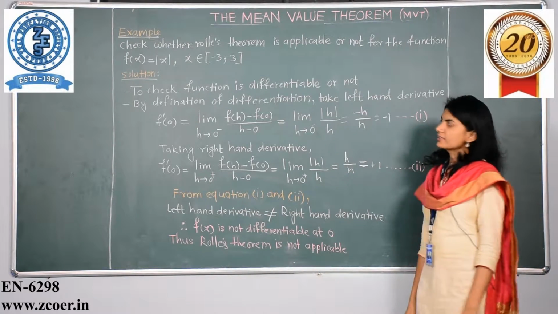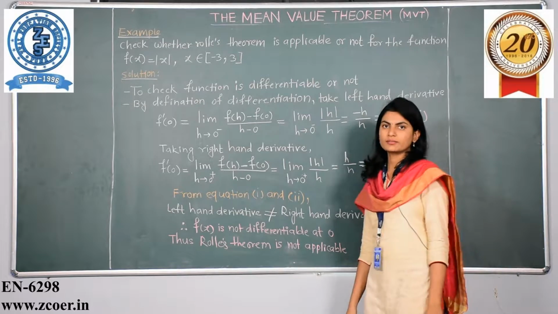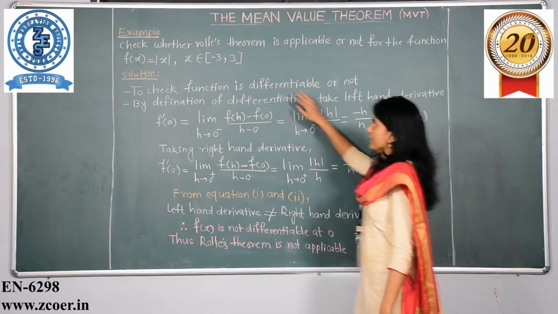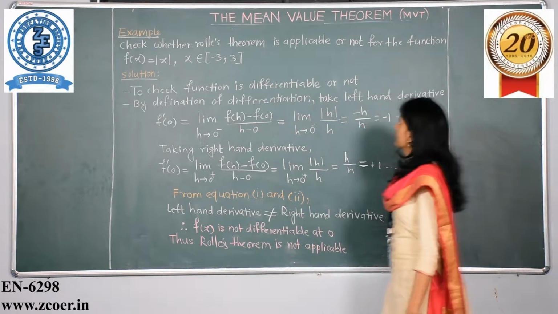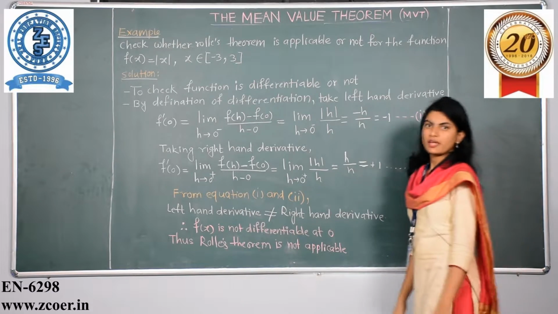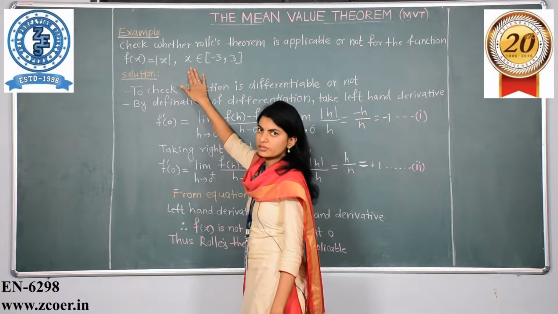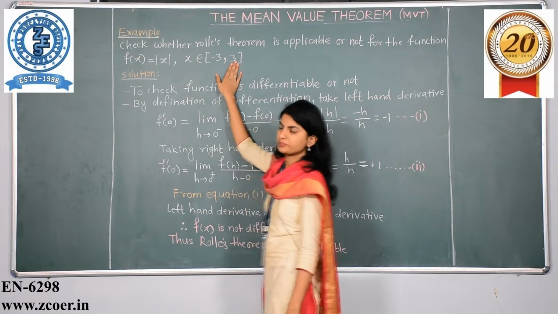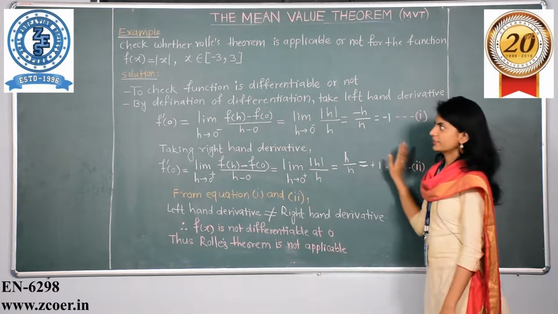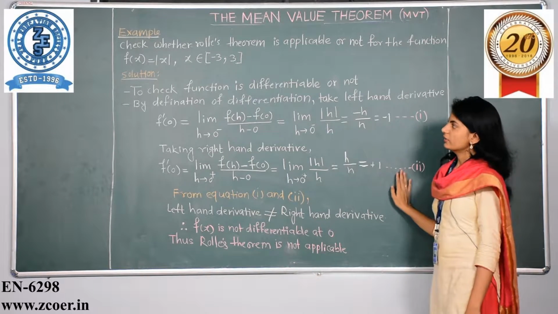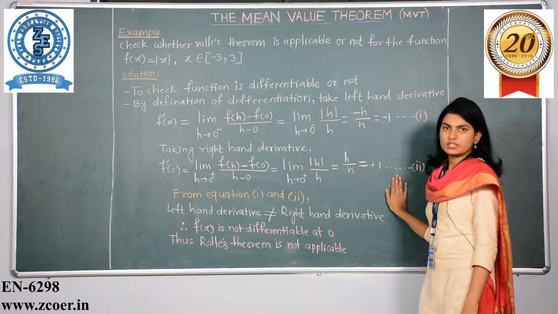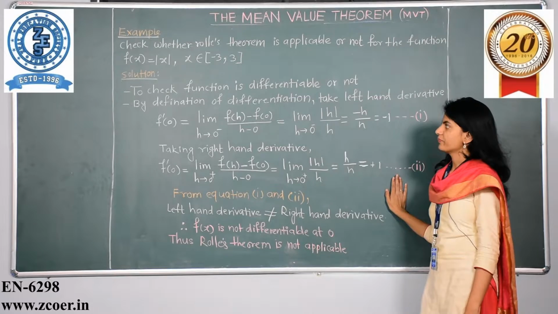So friends, in the second example of the mean value theorem, this example is to check whether Rolle's theorem is applicable or not for the function f of x equal to mod x, where x belongs to the closed interval minus 3 comma 3. For this problem statement, the task is to check whether the function is differentiable or not.